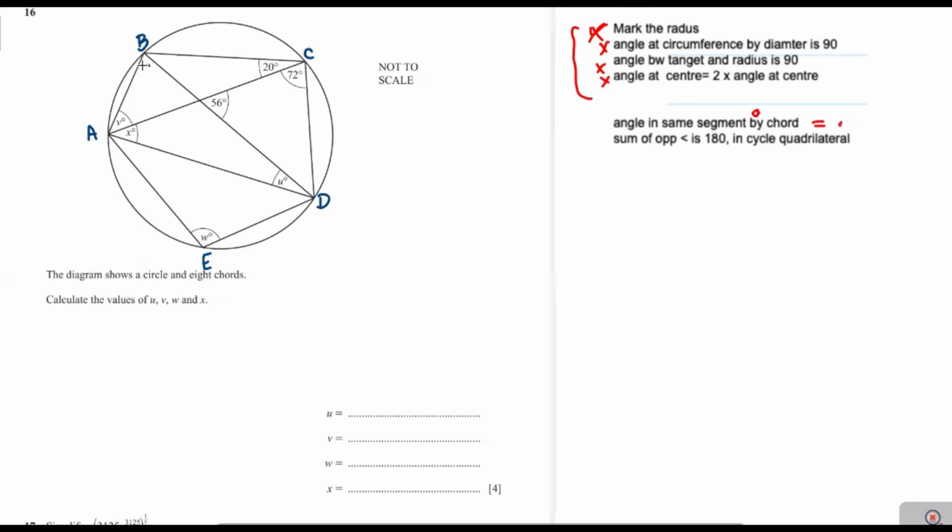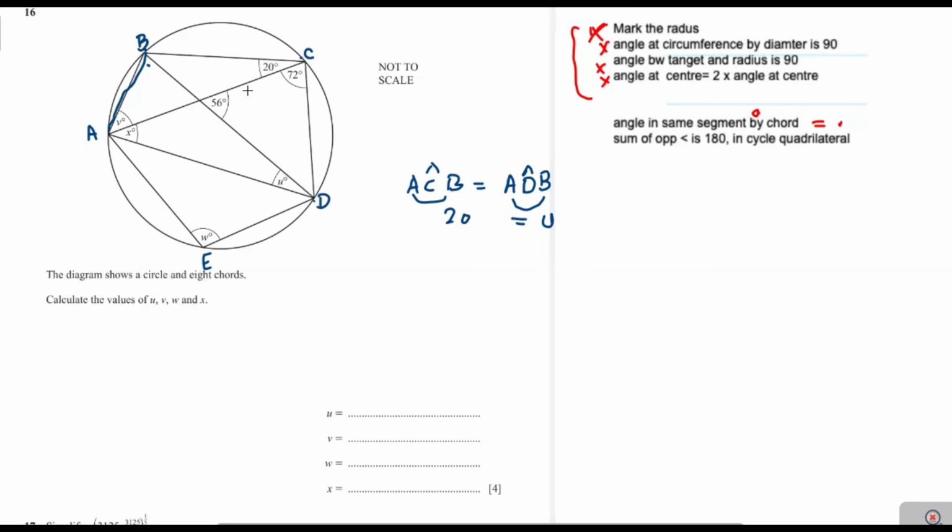Now you see here, when we take the first chord AB, the angle made by this chord AB on the circumference is ACB. This chord AB also makes an angle at the circumference at D, so you can write ADB. This chord is also AB. The angles on the same segment by a chord will be equal. You see here ACB is 20 and ADB is equal to 20.